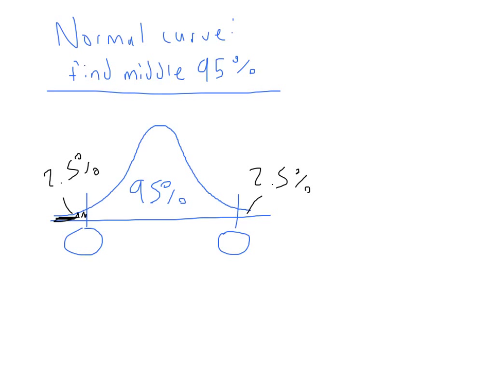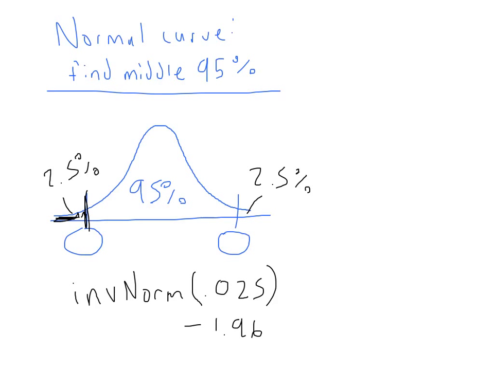If you do the function inverse normal, so you go to your distributions on your TI-83, and you go to the function inverse normal, third one down on your distributions, you could type in 0.025, and that would tell you the z-score that would be right here on this borderline. And if you go ahead and do that, you're going to get negative 1.96.